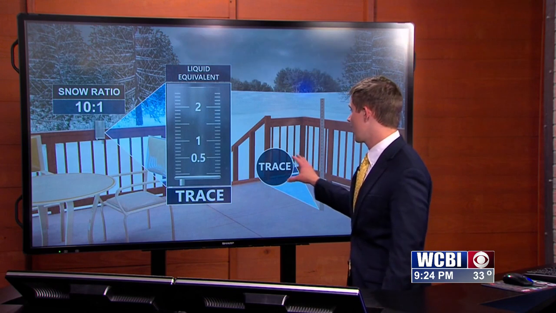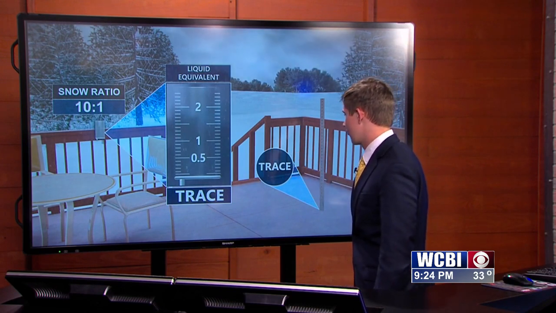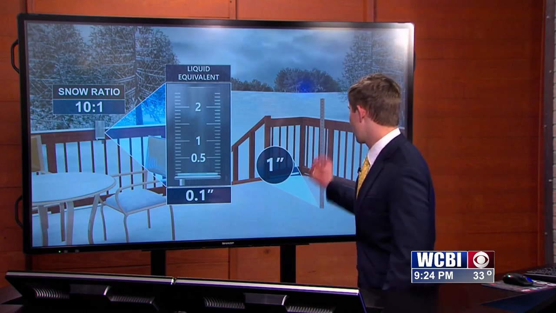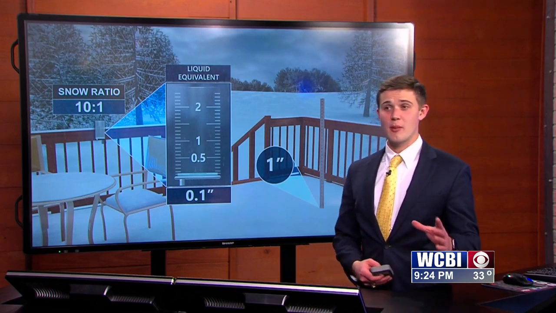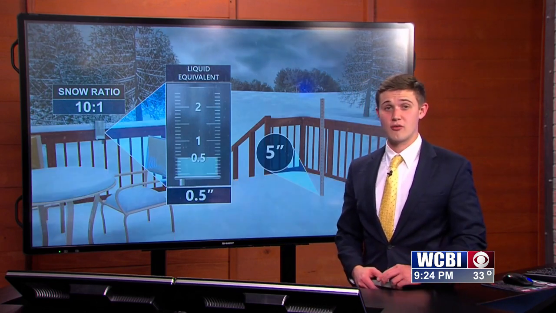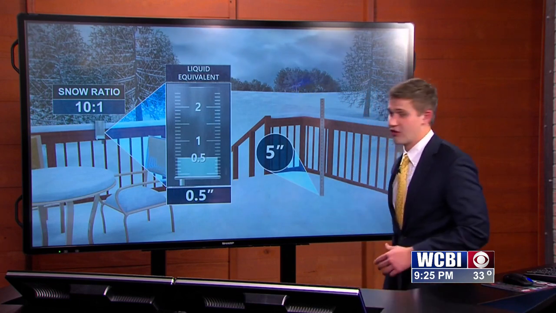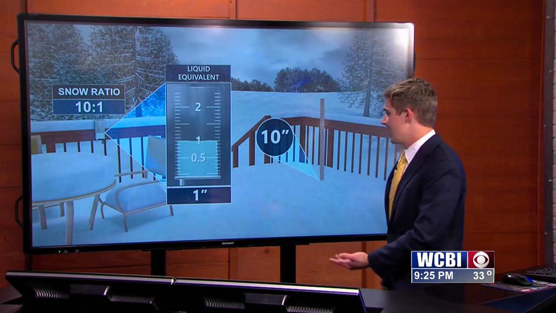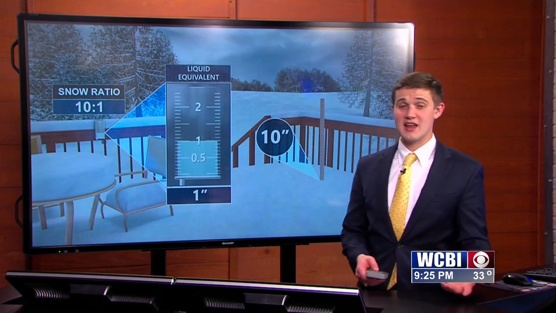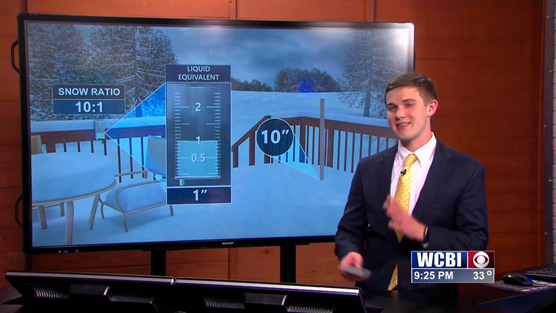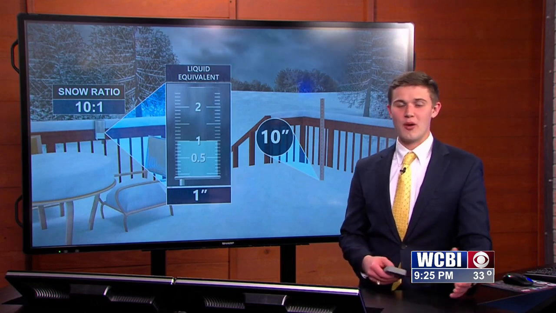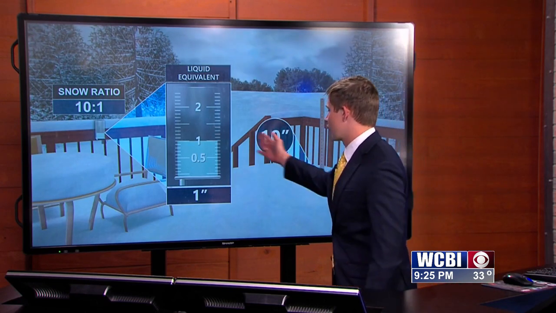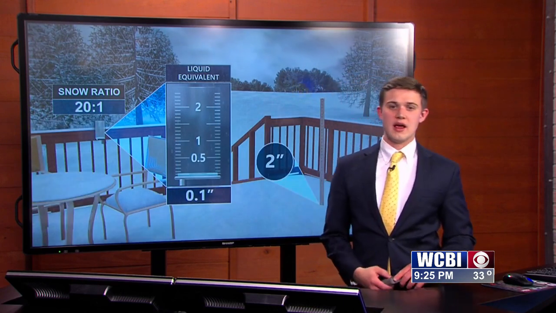An example, if you only got trace amounts of snow, you're only going to get trace amounts of liquid equivalent rain. Now, bump that up to about an inch of snow, that's about 1/10 of an inch of rain. You bump that up to 5 inches, that's a 1/2 an inch of rain. You bump that up to 10 inches, that's about 1 inch of rain right there. So you're starting to see the pattern when I'm talking about snow ratio. You got your 10-to-1, 10 inches of snow is equal to 1 inch of rain.